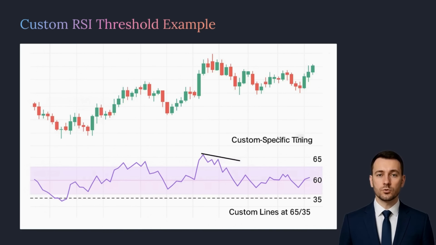Of course, don't over-optimize to every blip, but be aware that the default 14, 70-30 is just a starting point. If something seems off, too few signals or too many false signals, consider small adjustments. Always test changes on historical data to ensure they indeed would have added value.